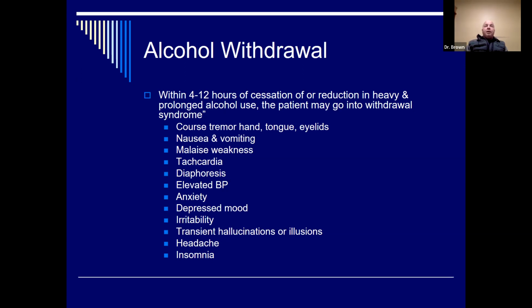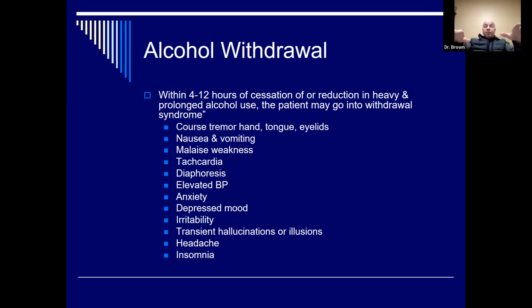Back in the day, long before a lot of you guys were born, in the med-surg units they used to put beer on the trays. That way somebody wouldn't go through withdrawal. So withdrawal occurs within 4 to 12 hours. Okay. And this is when you become extremely anxious.